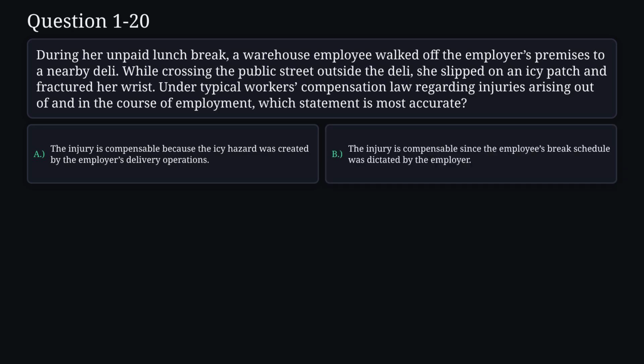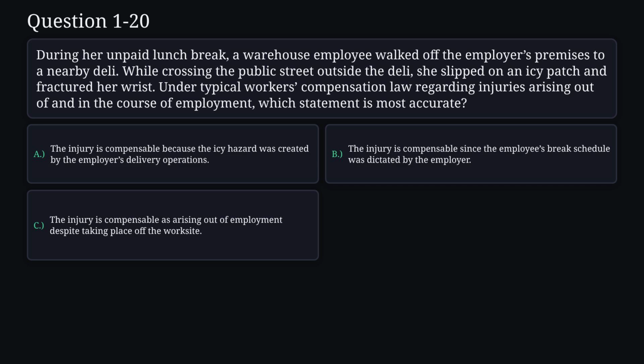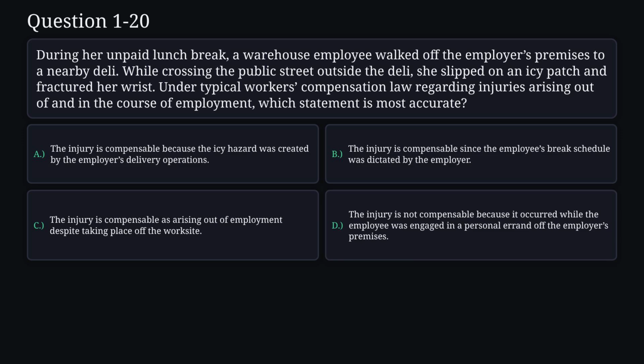B. The injury is compensable since the employee's break schedule was dictated by the employer. C. The injury is compensable as arising out of employment despite taking place off the worksite. D. The injury is not compensable because it occurred while the employee was engaged in a personal errand off the employer's premises.